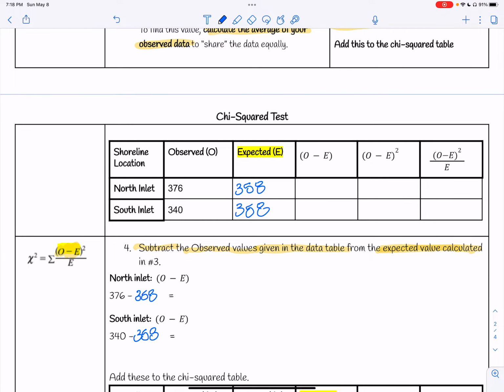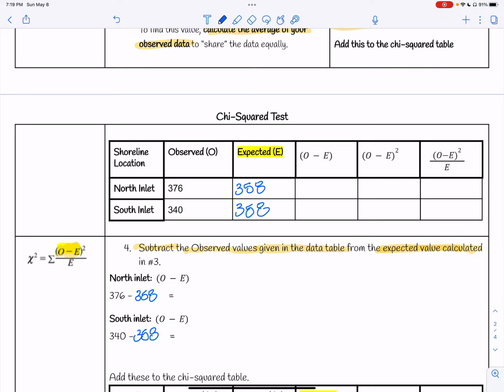Also, side note, if you printed this out prior to me doing this, then you may have a typo on it. When I was making this, I copied and pasted the same format right here. So your paper might say for the south inlet 376, so make sure that you change that. It is 340. That's my bad, but I did fix it now. So if you look on your Google Classroom, it should have the corrected value of 340.